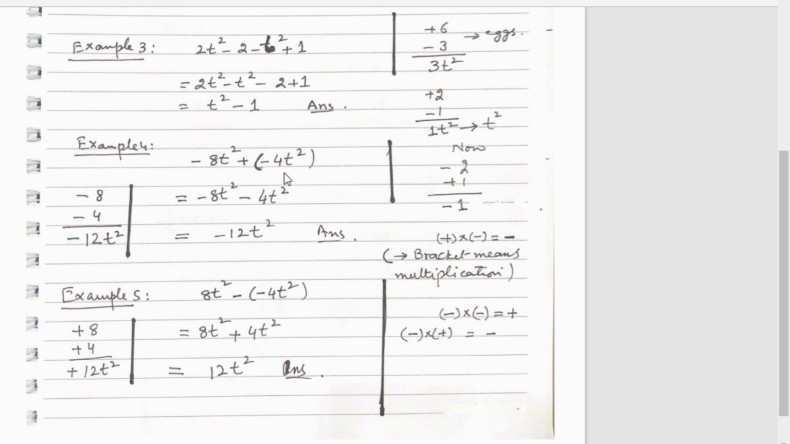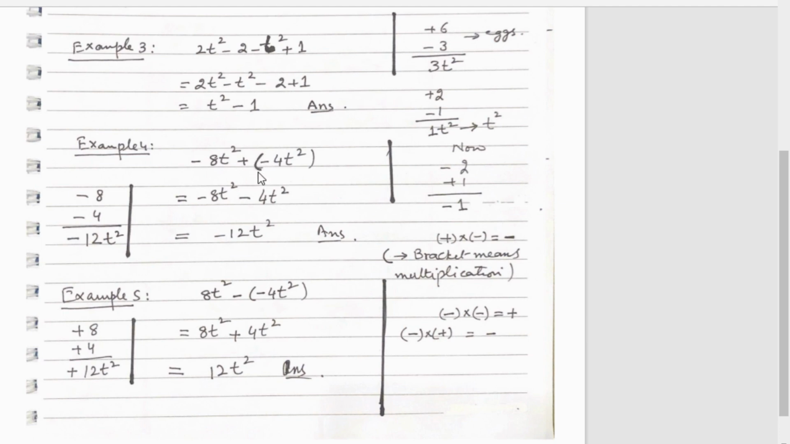Look at the second term. This is inside the brackets, and in mathematics, brackets mean multiplication. Now, there is no number outside, so we will multiply the sign outside with the sign inside, and then we will open the brackets. This is how to open a bracket: whatever is being multiplied, we multiply it and bring the term out.